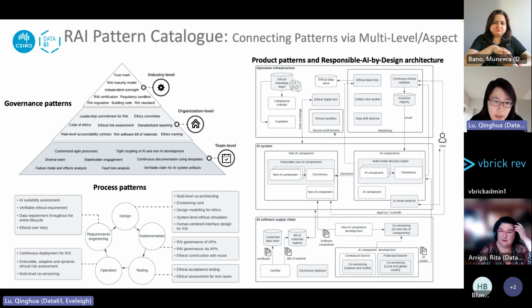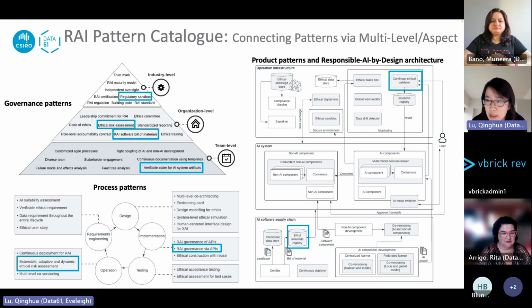So for the governance pattern, as you can see, we have industry-level governance patterns, organization-level governance patterns, and team-level governance patterns for different groups of stakeholders' interests. And we also organize the process patterns into different phases of the system lifecycle. And we put product patterns into different layers of the architecture, including the operation infrastructure layer, the system layer, and the supply chain layer. And those patterns can be connected via different levels and aspects.